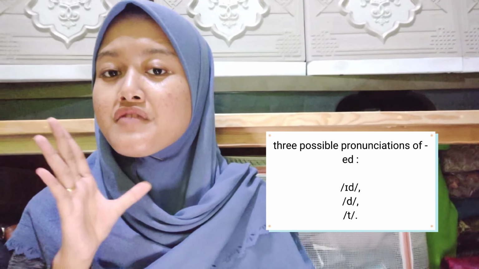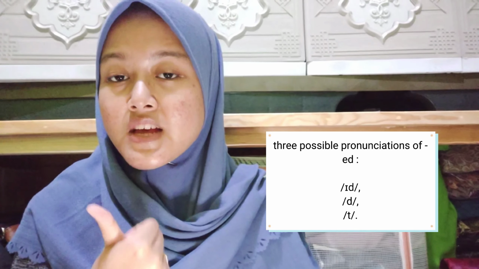Okay, let's move into the main topic. The pronunciation of ed at the end of verbs depends on the last sound in the verb before ed is added. There are three possible pronunciations of ed, and they are id, d, and t. It is important to remember that the pronunciation of ed depends on the last sound of the verb and not the last letter of the verb.